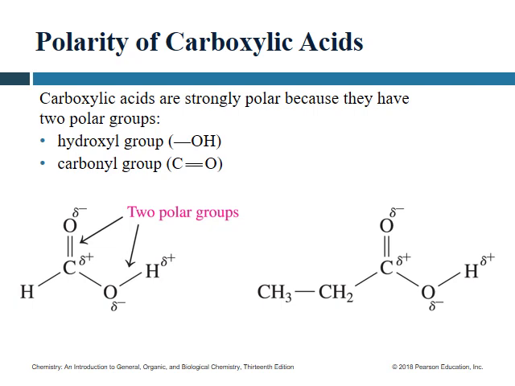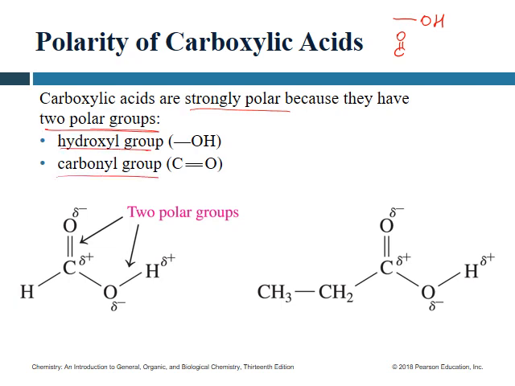The polar groups in organic chemistry that you have seen up until now: an OH group is a polar group, and a carbonyl group is a polar group, right? And what does a carboxylic acid consist of? It contains both the groups. So that means this is a polar compound. That would make this a very polar compound. They are strongly polar because they consist of 2 polar groups, hydroxyl and carbonyl together.